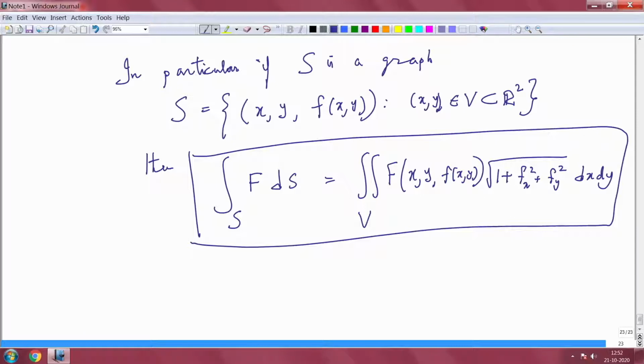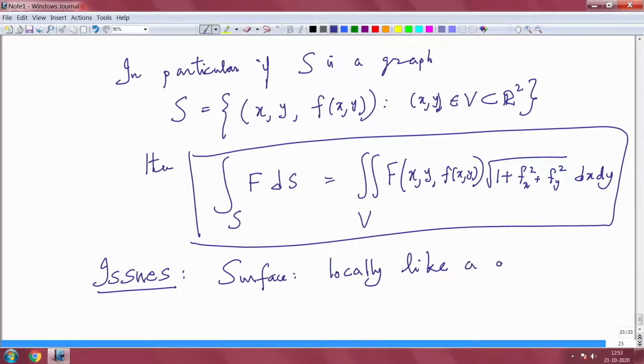There are many issues which I do not want to get into now. The problem is that you have to do it for local surfaces. I told you, you may not have a surface given in such a nice form. So, locally it will be like a graph. That is where the results are more difficult to prove. So, it will be like a local graph, then you have to patch them together.